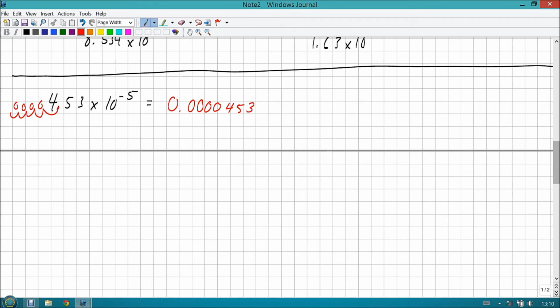Except I should make the 3 more legible. There we go. What if I have 4.21 times 10 to the fifth?